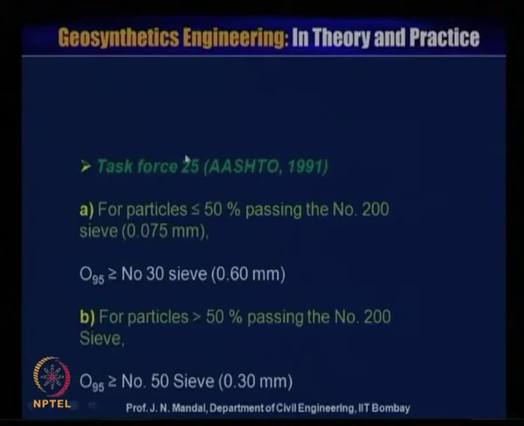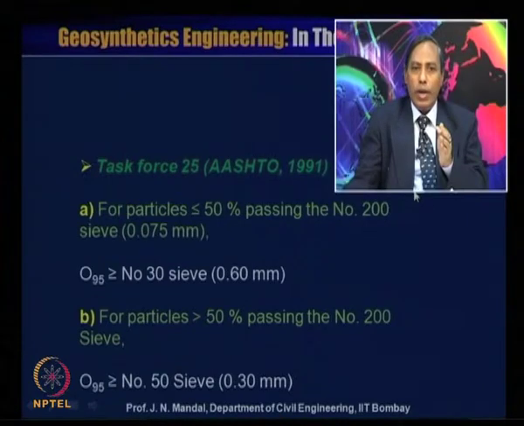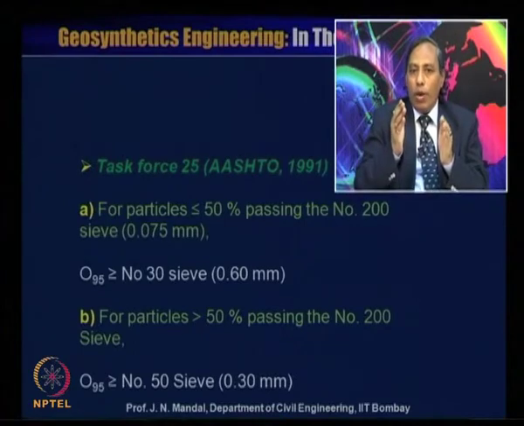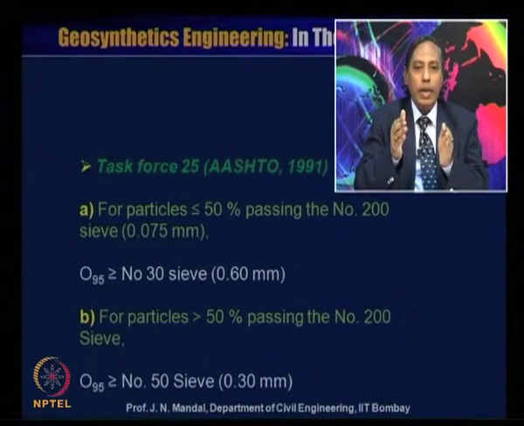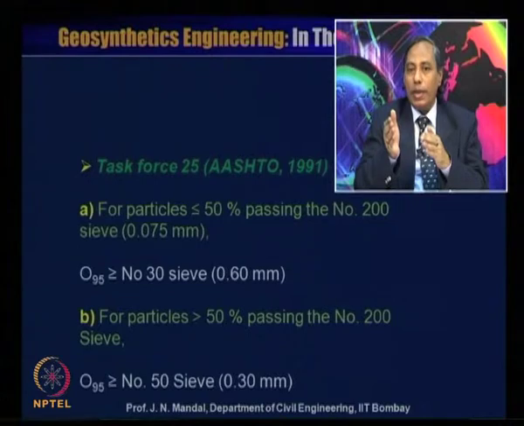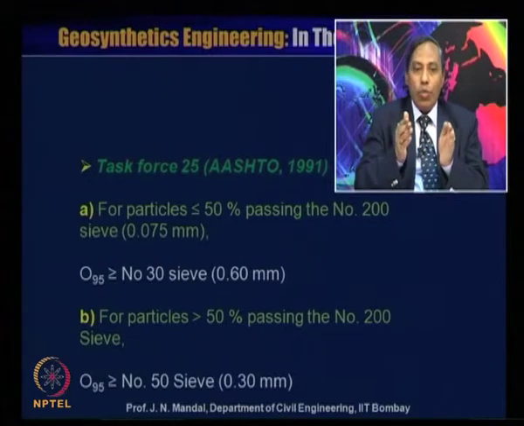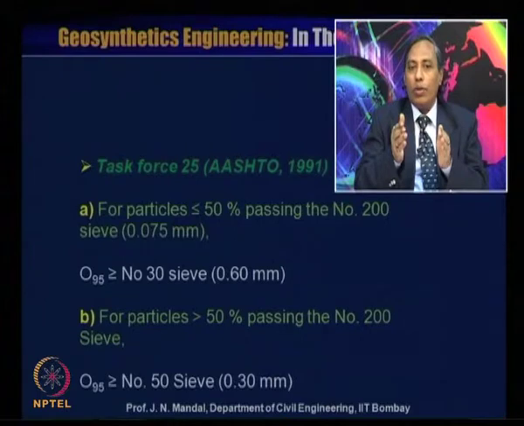So, what is the Task Force 25 1991? A, for particles less than or equal to 50% passing the number 200 sieve, that is 0.075 millimeter, O95 should be greater than number 30 sieve, that is 0.60 millimeter. B, for particles greater than 50% passing the number 200 sieve, then O95 greater than or equal to number 50 sieve, that is 0.30 millimeter.